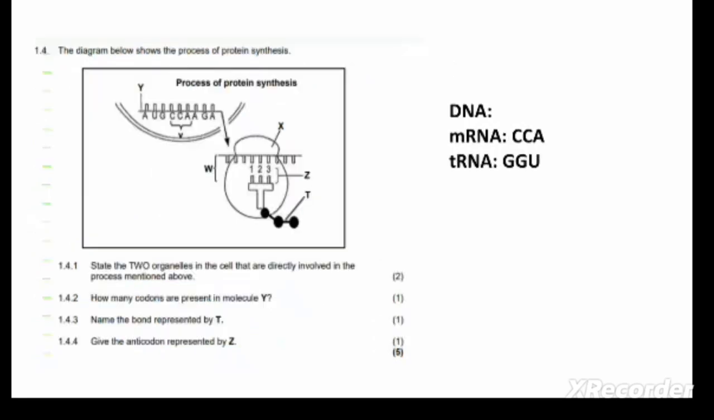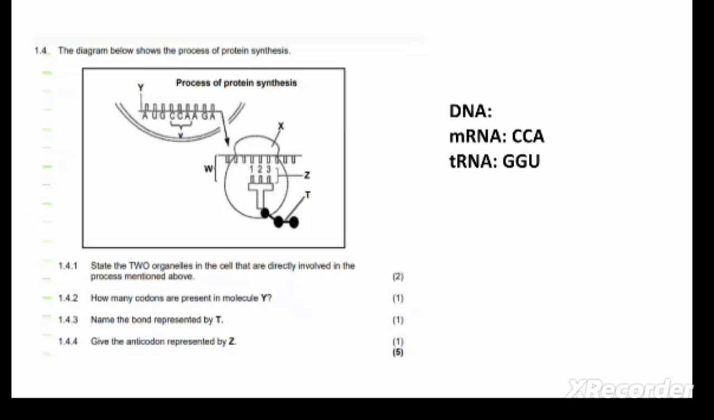It says that the diagram below shows the process of protein synthesis. As you can see there is the nucleus, and then we have the ribosome, the mRNA and the tRNA. The question says state the two organelles in the cell that are directly involved in the process of protein synthesis. We have the nucleus and the ribosome. How many codons are present in molecule Y? How we count codons is that you count 3 nitrogenous bases, that is the first codon. AUG, that is the first codon. CCA, the second codon. AGA, the third codon. So the answer is 3.